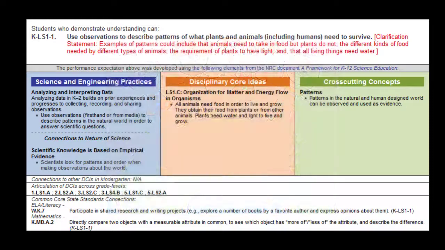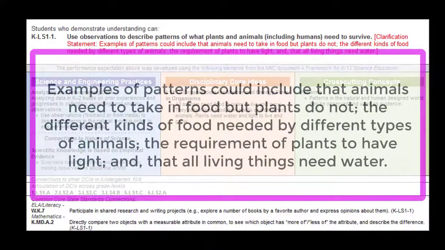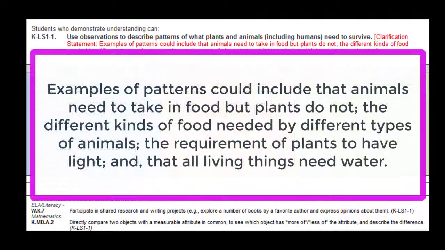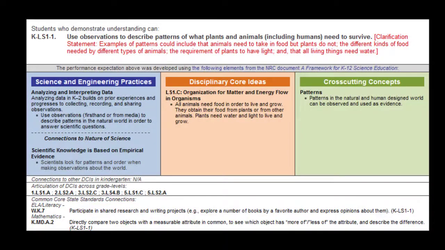So stay tuned. Again, a good place to start is by looking at the clarification statement for this performance expectation. The clarification statement will give you ideas of how students can achieve this standard. I mention this because please remember, in order to achieve this standard, students must demonstrate their understanding of the standard. The clarification statement reads as follows. Examples of patterns could include that animals need to take in food but plants do not, the different kinds of food needed by different types of animals, the requirement of plants to have light, and that all living things need water.